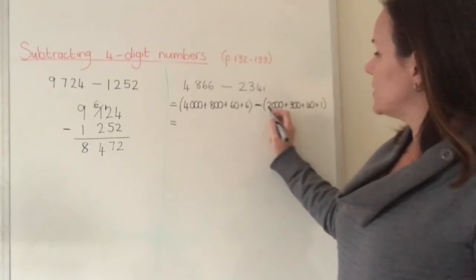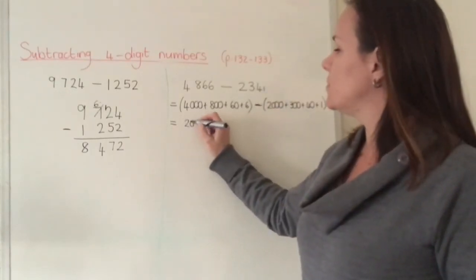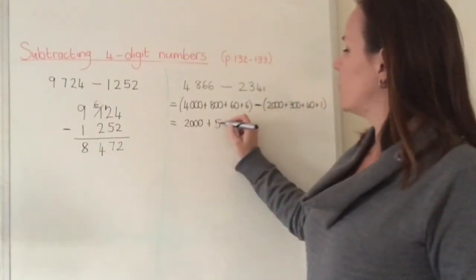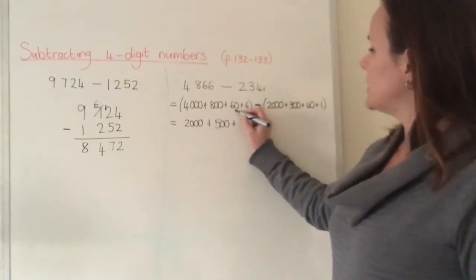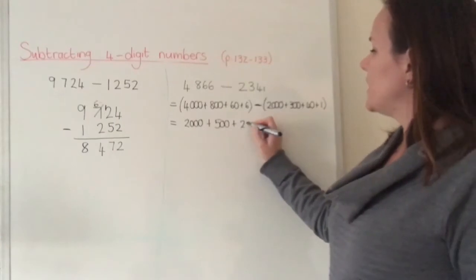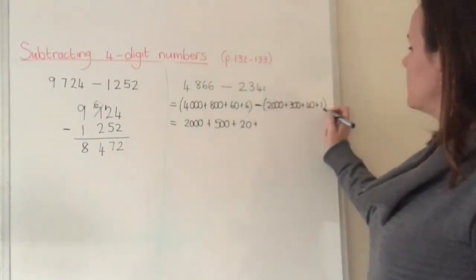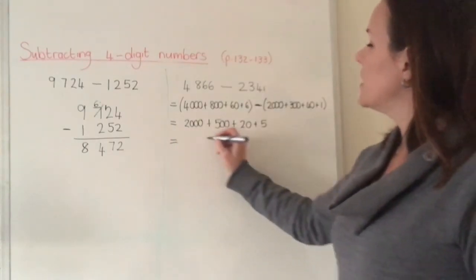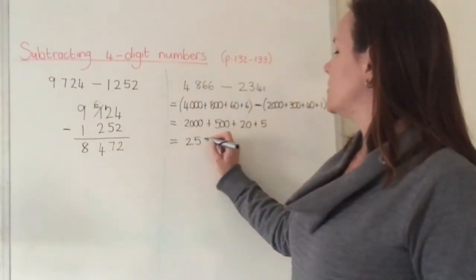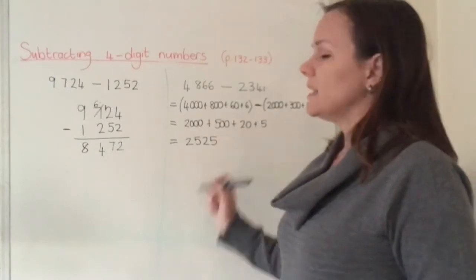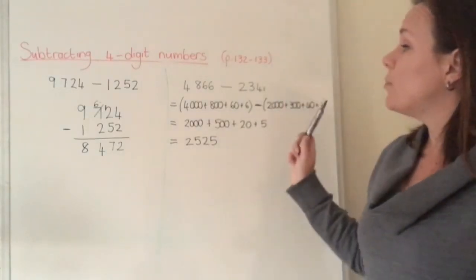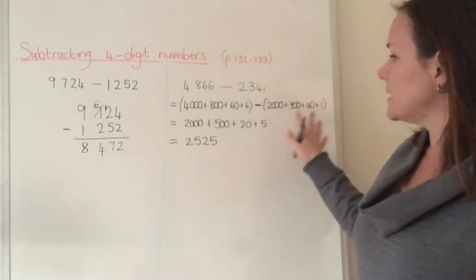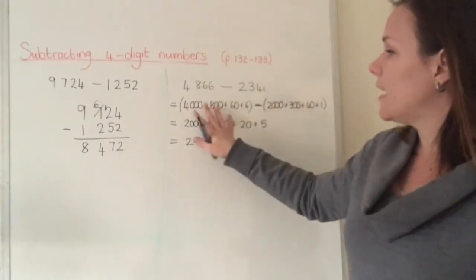And now I'm going to subtract thousands from thousands, hundreds from hundreds, tens from tens, and units from units. So 4,000 minus 2,000 is 2,000. 800 minus 300 is 500. 60 minus 40 is 20. And 6 minus 1 is 5. Now I can add them all together. 2,525. There's my answer.